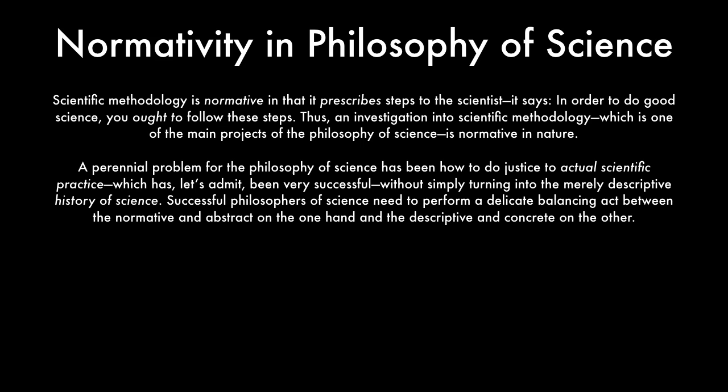A perennial problem for the philosophy of science has been how to do justice to actual scientific practice. And actual scientific practice has been, we need to admit, very successful. How do we do justice to this without simply turning into the merely descriptive history of science? Successful philosophers of science need to perform a delicate balancing act between the normative and abstract on the one hand, and the descriptive and concrete on the other.